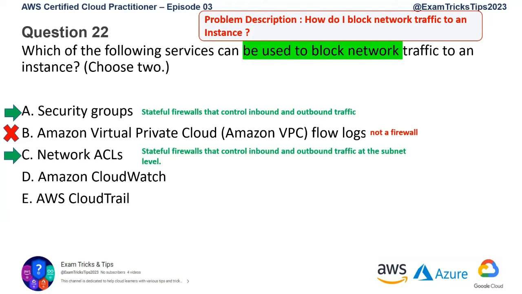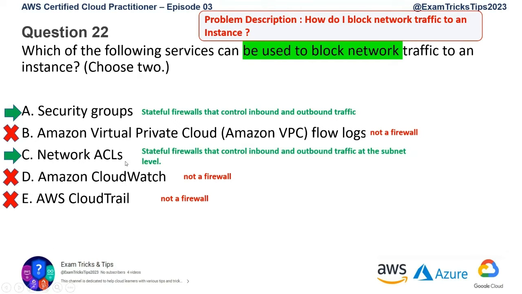Third one, CloudWatch. CloudWatch is not a firewall, neither is CloudTrail. So VPC flow logs, CloudWatch, and CloudTrail are not firewalls. VPC flow logs is a feature that enables you to capture information about IP traffic going to and from network interfaces in your VPC, but it cannot be used as a firewall. CloudWatch is used for observing and monitoring resources and applications on AWS, on premises, and in other clouds. So it's an observation tool, not a firewall. CloudTrail is used to track activity and API usage on AWS resources. So again, that's not a firewall.